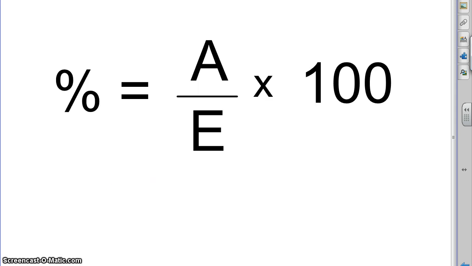Because sometimes it's simpler to have nice little symbols for things, and when you're solving for variables, sometimes it's easier to not have big long words there, I've reduced the formula to this. Percent equals A over E times 100. A is the actual value, and E is the expected value. Sometimes these are referred to as experimental yield is the actual, and theoretical is the expected. So if you ever see those words anywhere on a standardized test or something, that's what those mean.